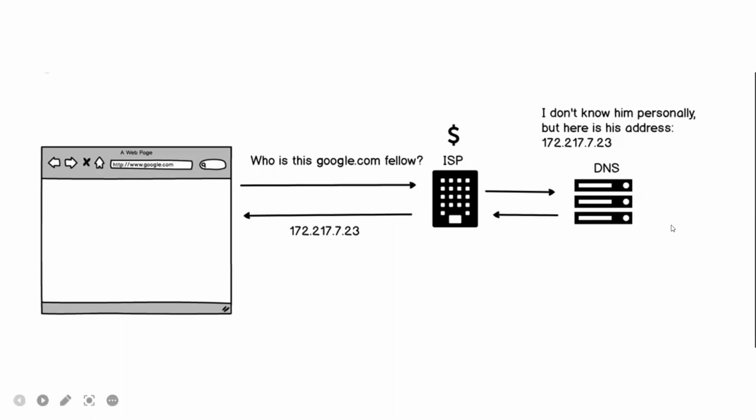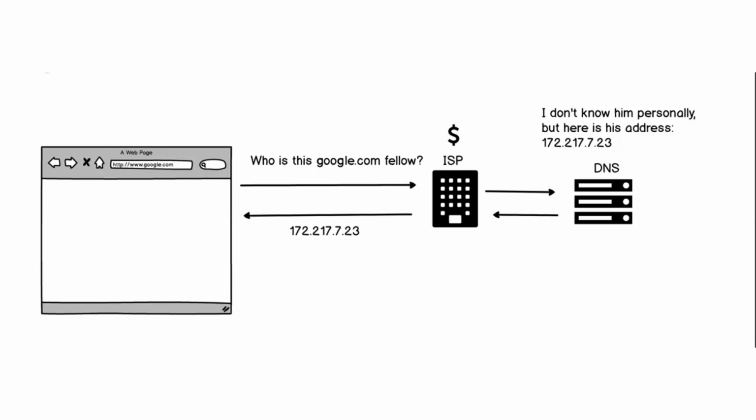So now what happens is this. It goes to this domain name server, right? They'll be like, maybe they don't know the person. Just like this illustration says here, I don't know the person personally, but I know where the person resides. This is the address.